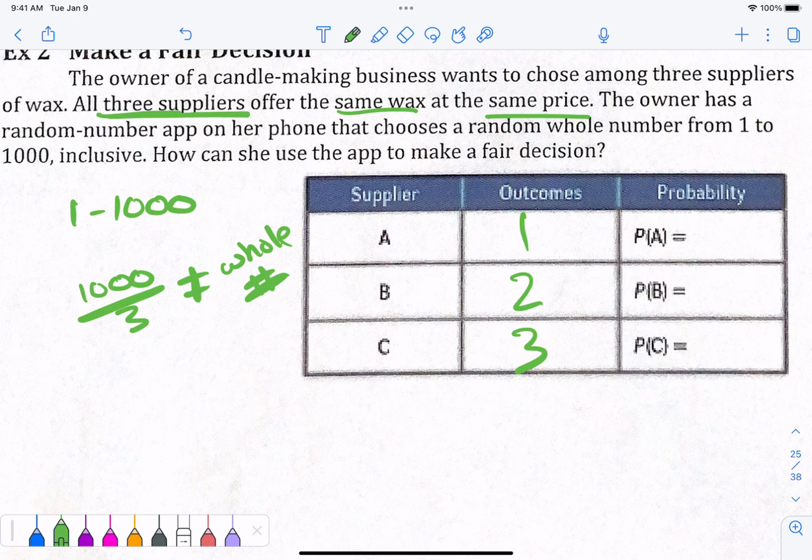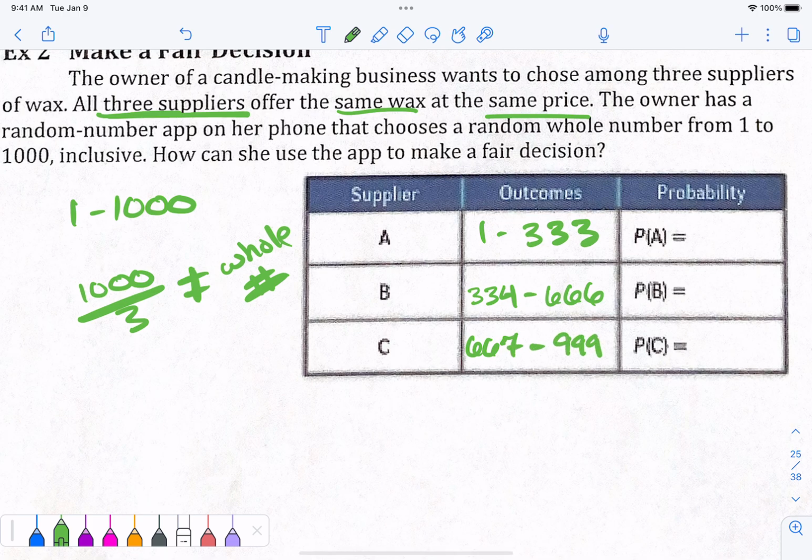1 to 330. Okay, let's try it. Okay, I like this idea. 1 to 333. That would be 333 numbers. So if I pick a number from 1 to 333, we're going with company A. Okay, when would we go with company B? 334 through 666. And then category C would be 667 through 999.